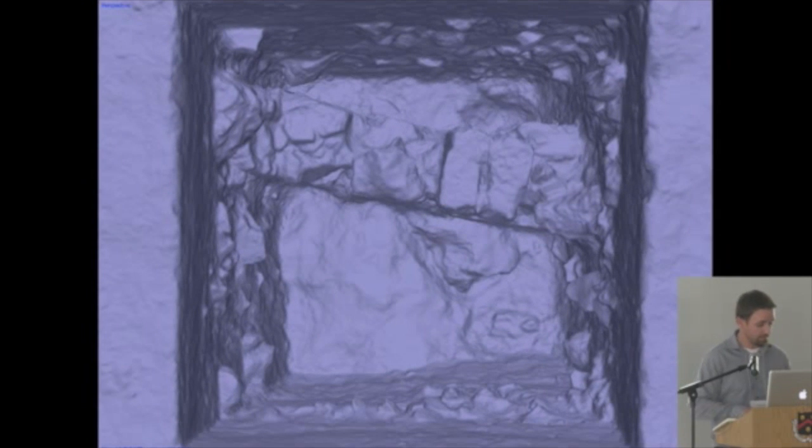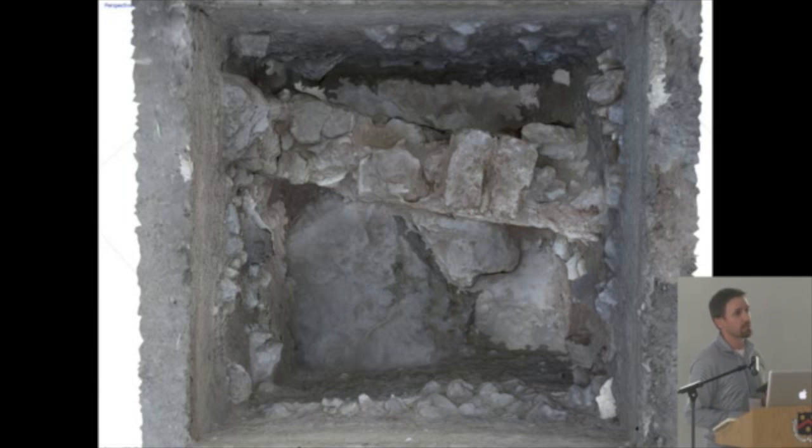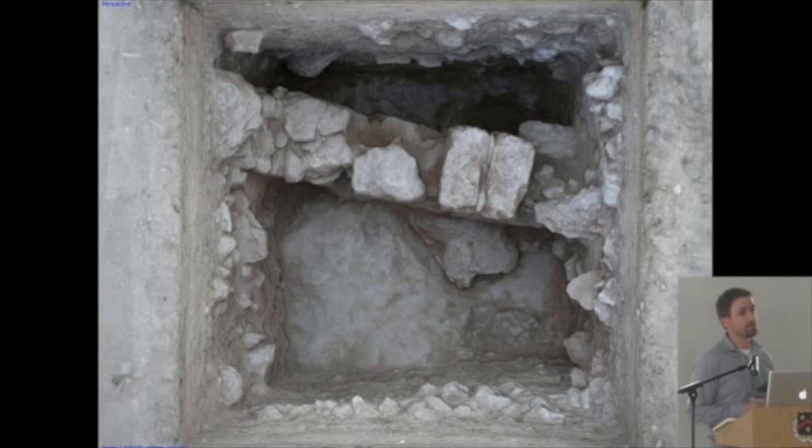But again, looking at the numbers, the geometry created with the sparse point cloud consists of 182,000 faces and 91,000 vertices, while the geometry derived from the dense point cloud consists of 1.3 million faces and 661,000 vertices. The difference between the resulting photographic pictures is literally night and day. So there's your photographic texture with the sparse point cloud, there's your photographic texture with the dense point cloud.